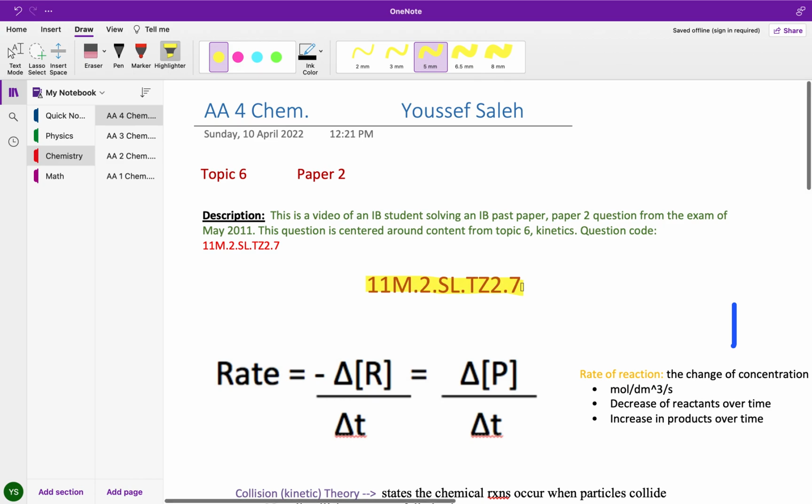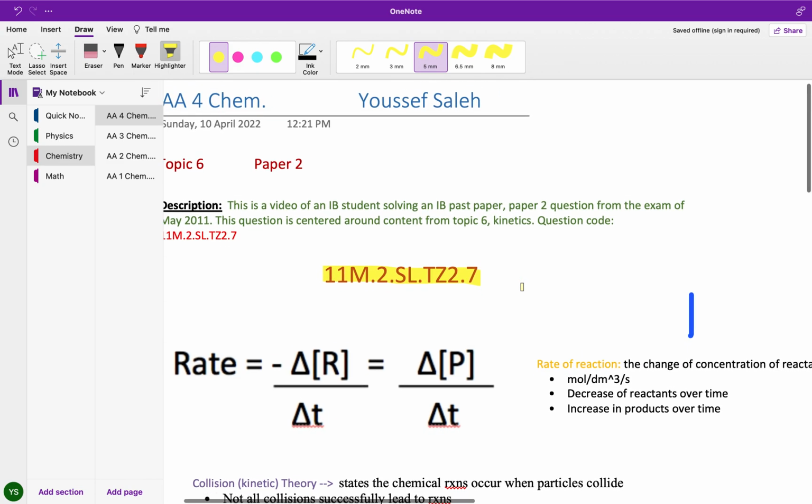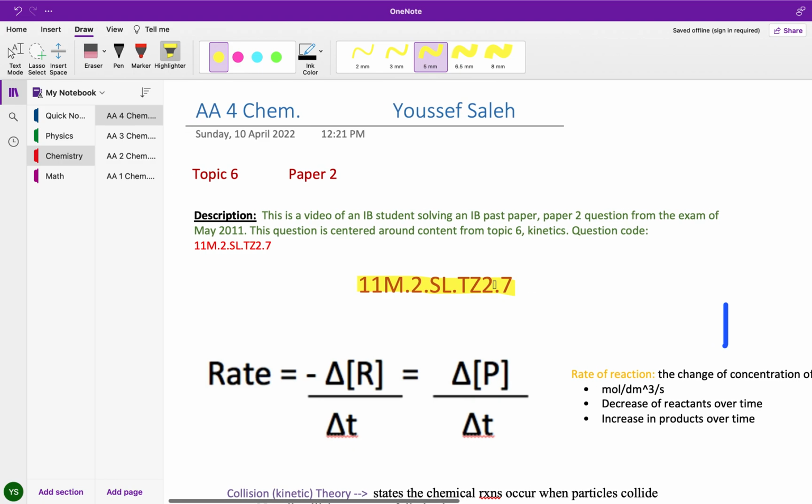So the first part of the question asks us to define the rate of the reaction. And by the way, the question is worth 9 points, so 9 minutes. By looking at the equation, what can we write about the rate of the reaction? The brackets right here represent concentration. The delta symbol represents change, and the R represents reactants, T time, and P for products.